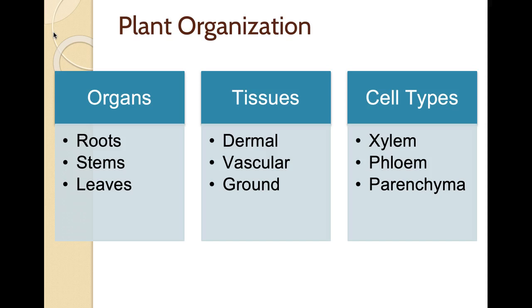Knowing that a tissue is a group of cells that perform a specialized function, what types of cells are we looking at with plants? We're going to be looking at the xylem cells, phloem cells, and parenchyma cells as well. And we'll get more into what exactly those do and what their purpose and function are soon.